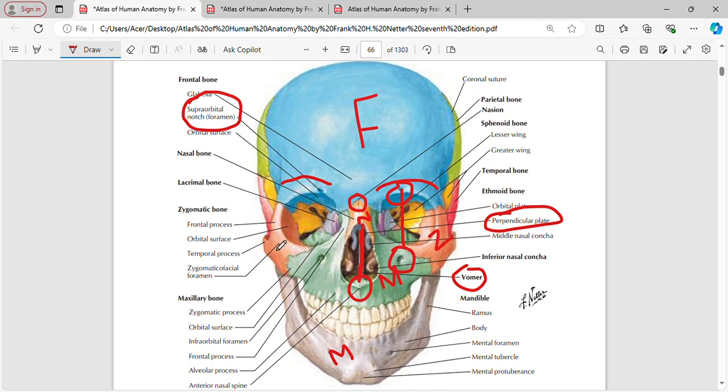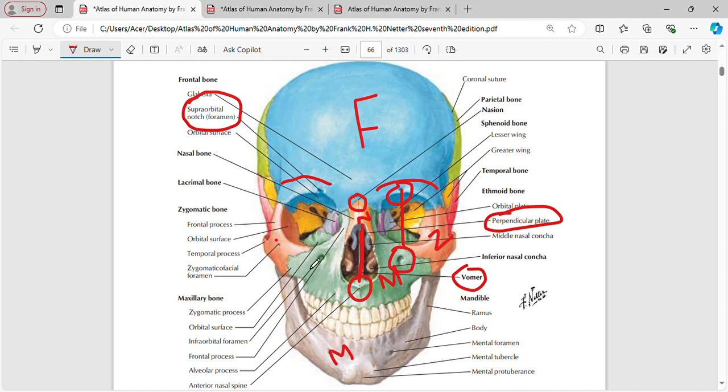This is going to contain two foramens again, a zygomaticofacial foramen that is being shown here and a zygomaticotemporal foramen here, that is going to give the pathway for the zygomaticofacial and zygomaticotemporal nerves, right?